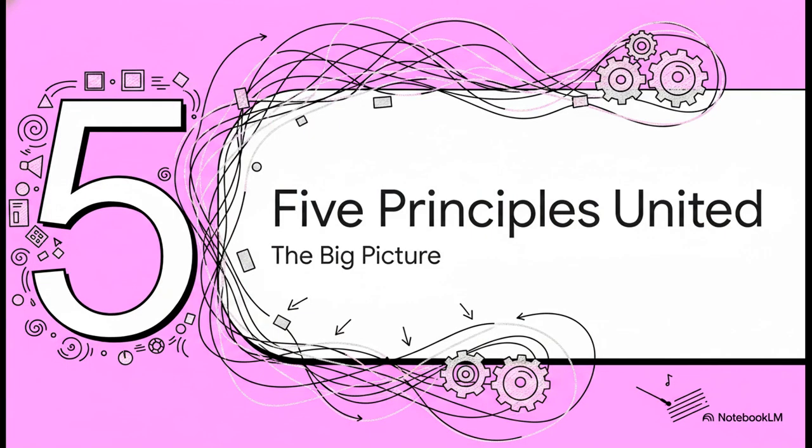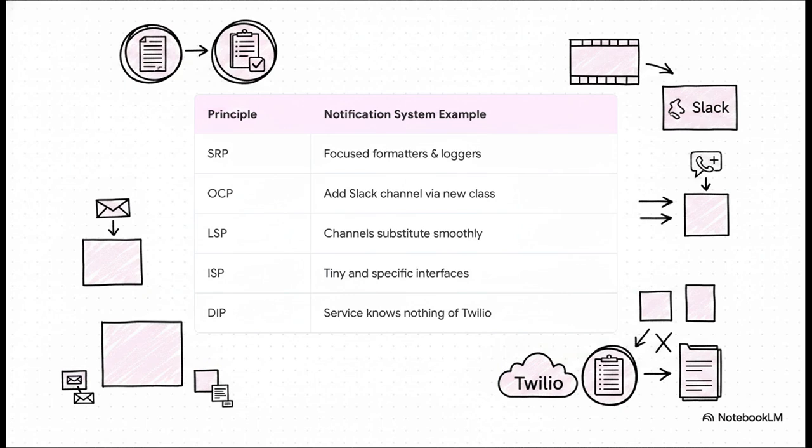Section 5. All 5 principles together. All right, let's step back and look at the whole shebang. This is a synthesis of a realistic notification system using all 5 principles simultaneously. Because of SRP, we have perfectly focused formatter and logger classes. Because of OCP, if we want to add Slack alerts tomorrow, we just create a new class. The main service remains untouched.